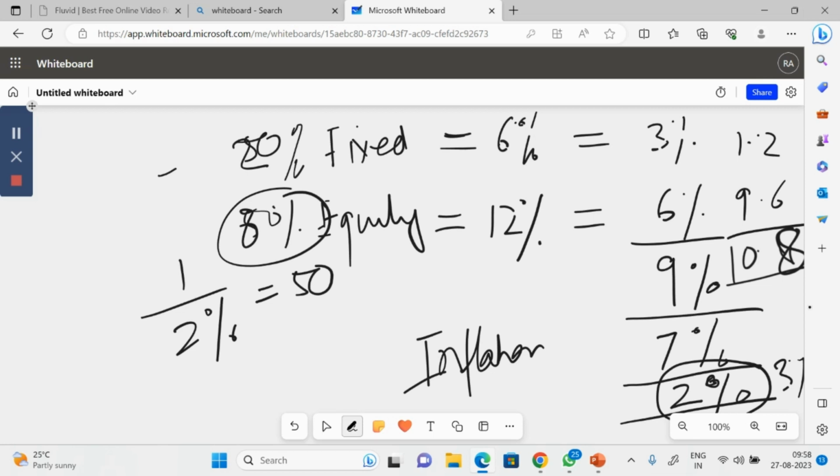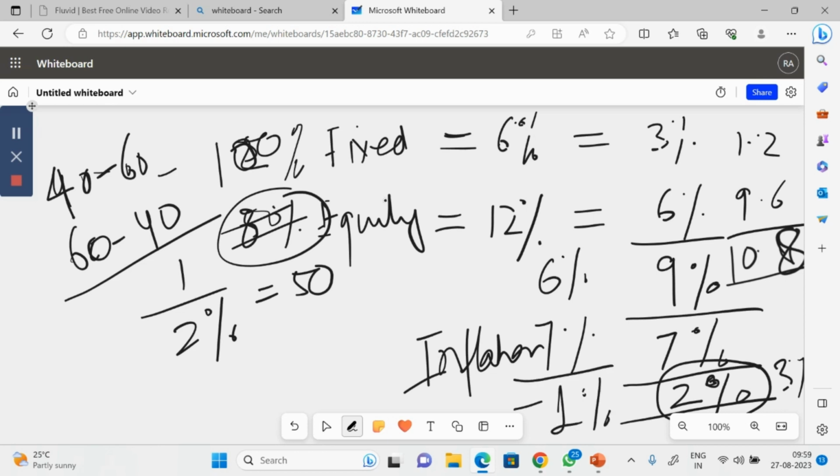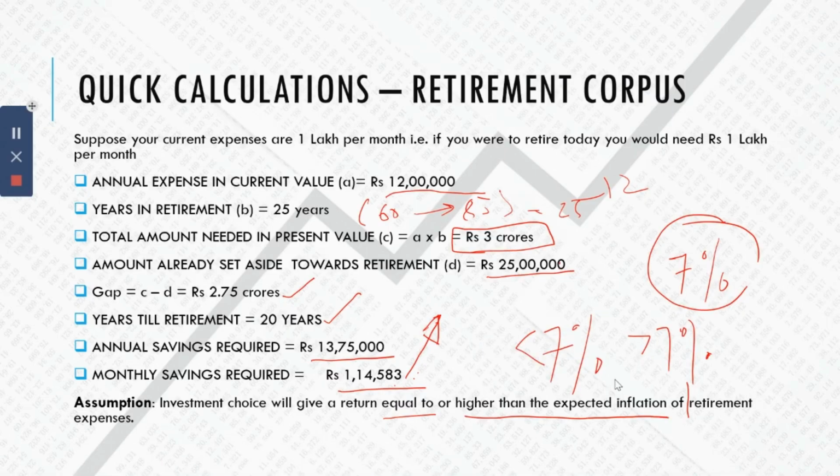the sweet spot of fixed and equity is somewhere between 40-60 to 60-40. Anything beyond that is a problem: too much volatility from equity, or too little return if you put more in fixed. If you put 100% in fixed, then your net return is 6%, inflation is 7%, and you basically get minus 1%. So you can imagine how much more money is required. That's the issue.